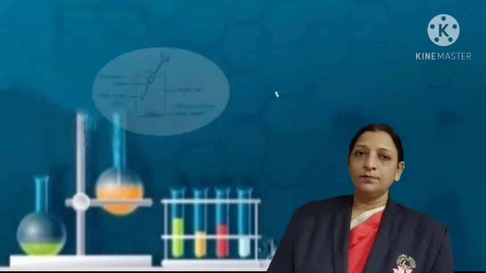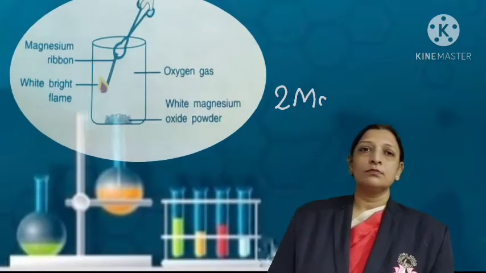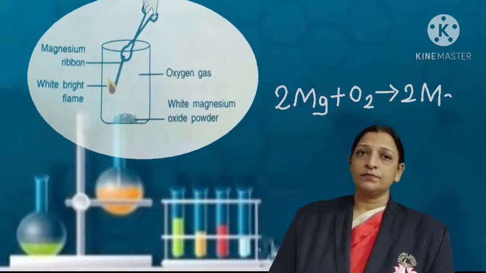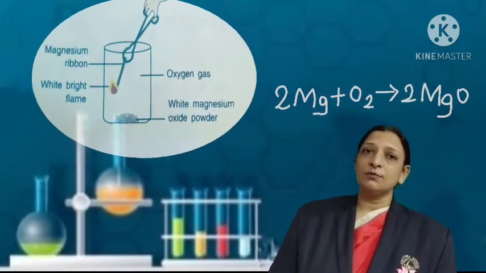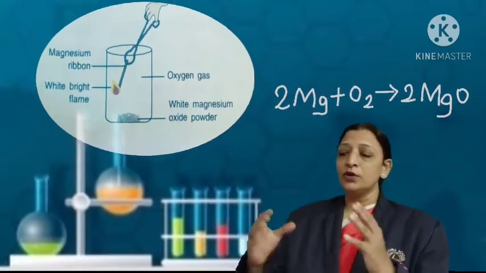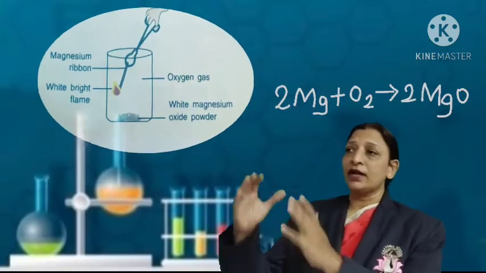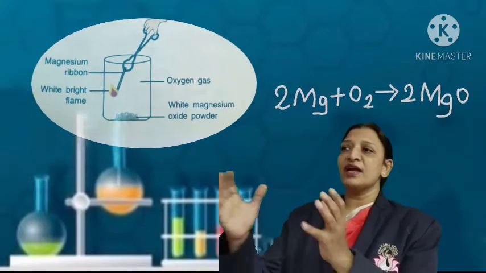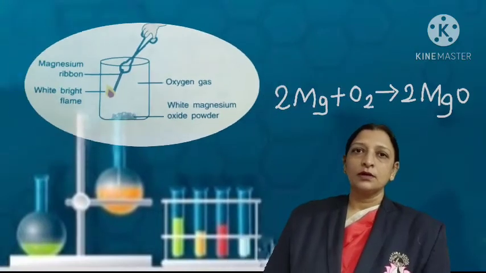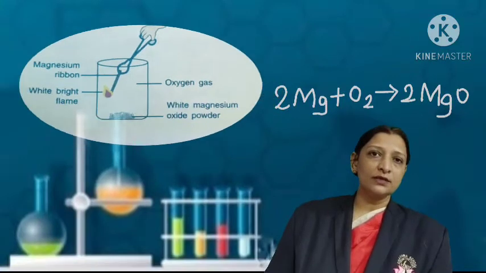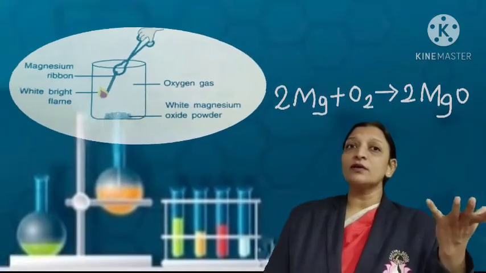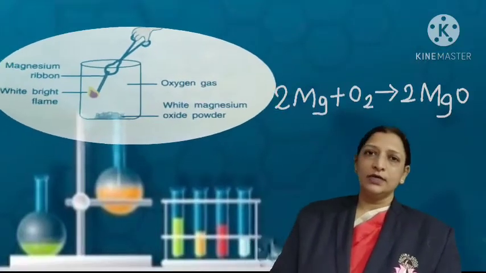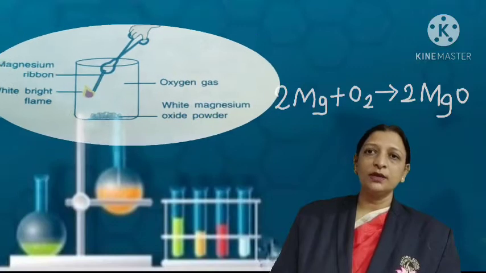For example, magnesium, which is a metal, combines with oxygen and gives magnesium oxide. So here you can say a solid magnesium wire, when burnt in air, reacts with oxygen and gives magnesium oxide. Along with this, a dazzling white bright light is produced. Let us observe an experiment showing this reaction.